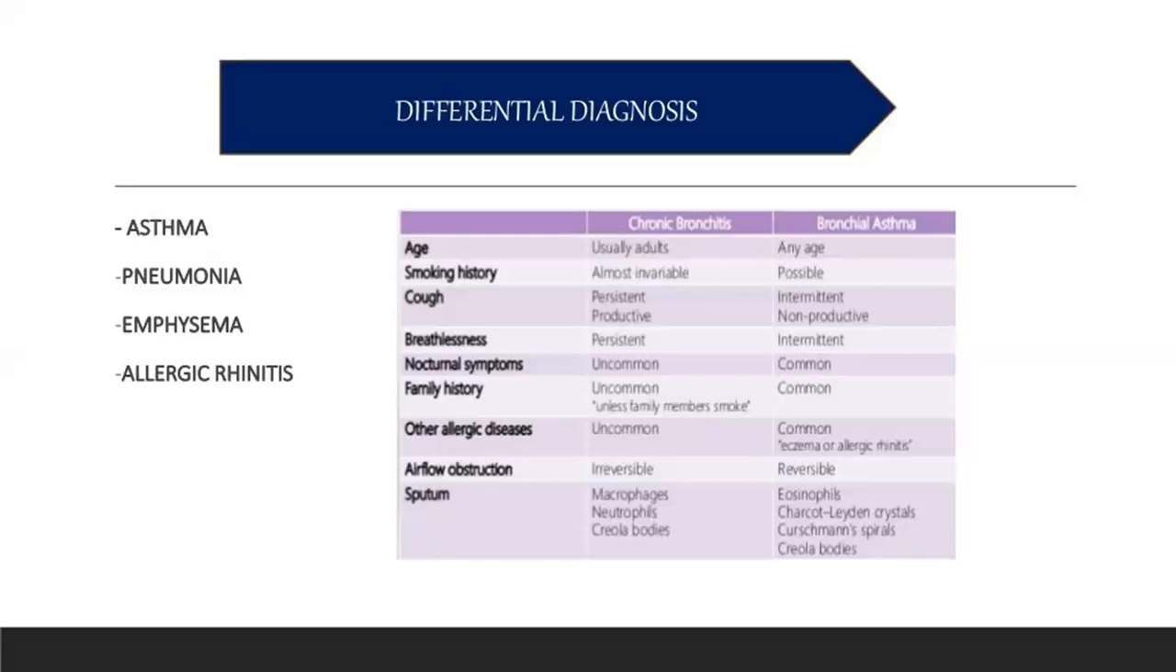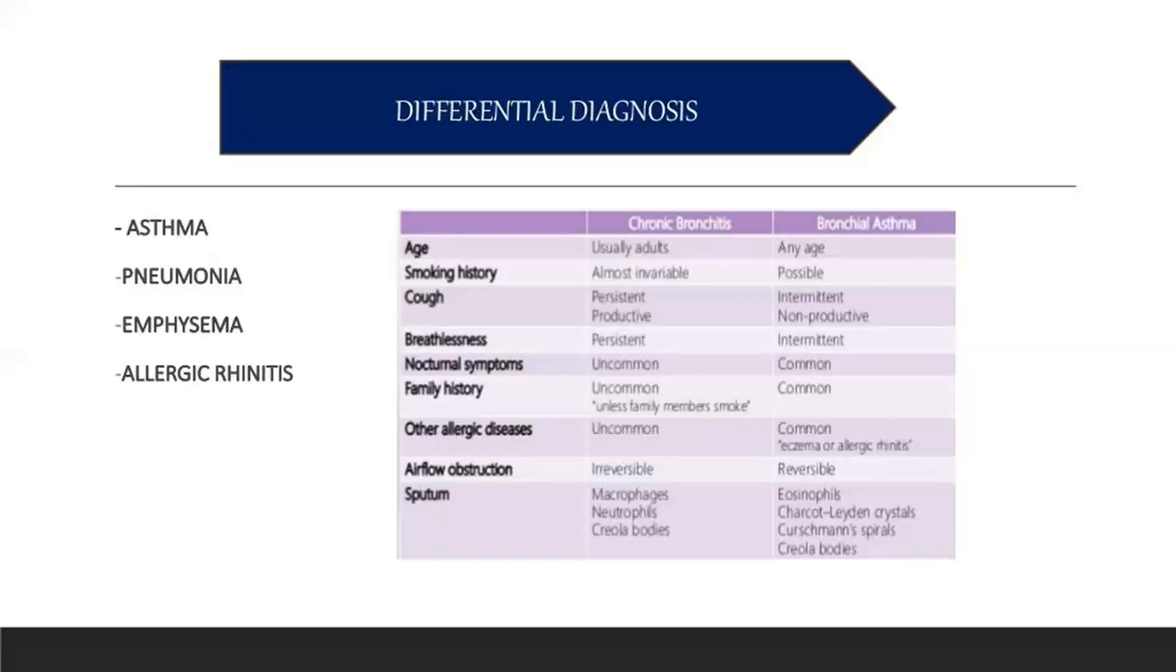Smoking history: in chronic bronchitis almost invariable, and in bronchial asthma it's possible. Cough history: in chronic bronchitis persistent and productive, and in bronchial asthma intermittent and non-productive. Breathlessness: in chronic bronchitis persistent, and in bronchial asthma intermittent. Nocturnal symptoms: in chronic bronchitis uncommon, and in bronchial asthma common.